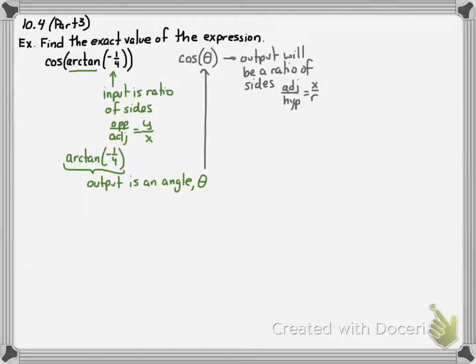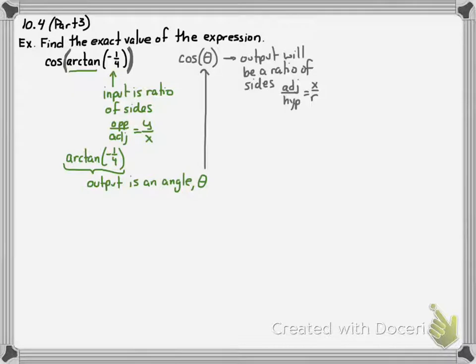So in this particular case, our collection of functions do make sense. The very inside part is an input that's a ratio of sides. That's allowed for an inverse trig function. The output of an inverse trig function is an angle, and so inside of the cosine parentheses is going to be an angle, so that's good. So we'll have cosine of an angle, and that output will give us a ratio of sides. Okay, so now we want to actually try and evaluate this thing.